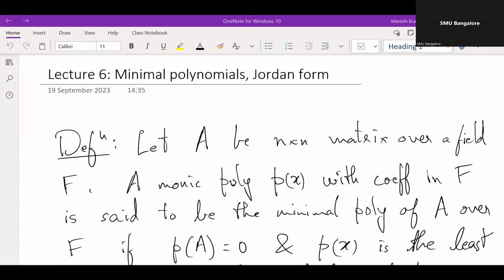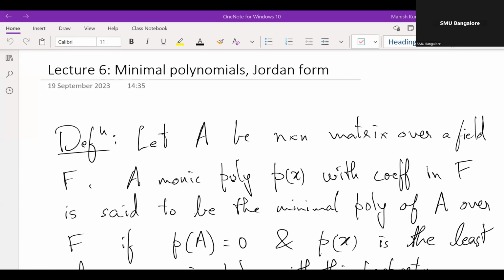Okay, so last time we started discussing minimal polynomials. Today we'll continue a little bit about minimal polynomials, and towards the end I'll start the discussion on Jordan forms.